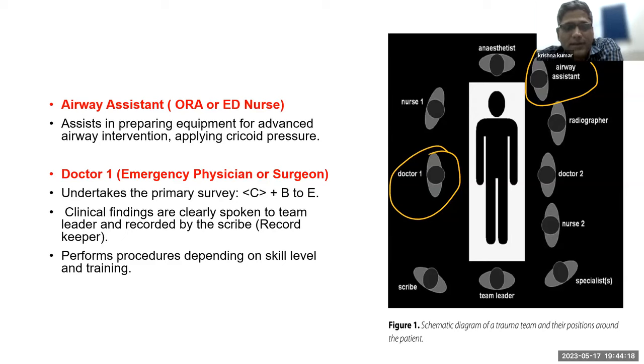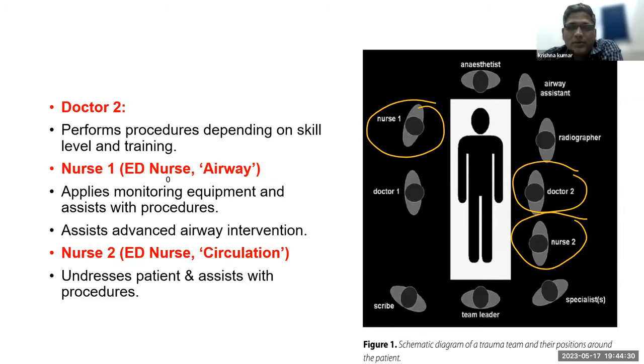B and A and B is already taken over by the anesthetist. He controls the hemorrhage. And the clinical findings are clearly spoken to the team leader and they're recorded by the record keeper. And he performs the procedures depending on the skill level and training. Doctor two, who is standing on the left side of the patient, performs the procedures depending on the skill level and training. It may be an ICD insertion or pericardiocentesis or maybe doing a diagnostic peritoneal lavage.